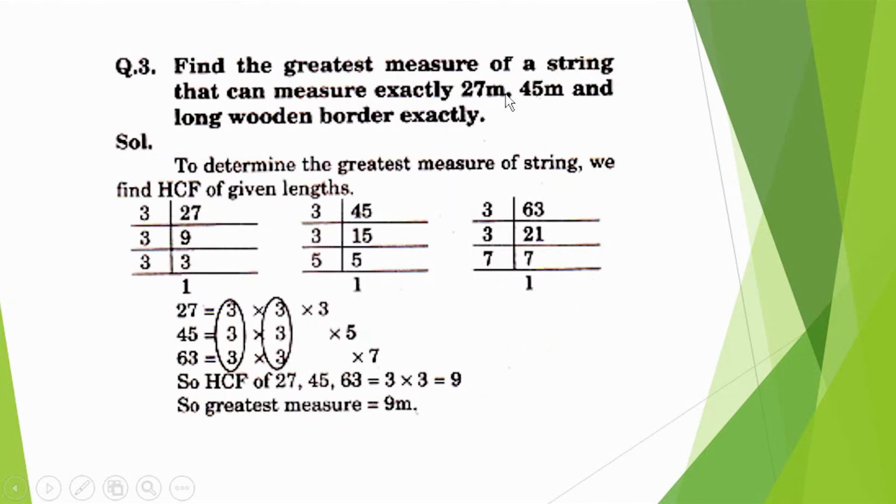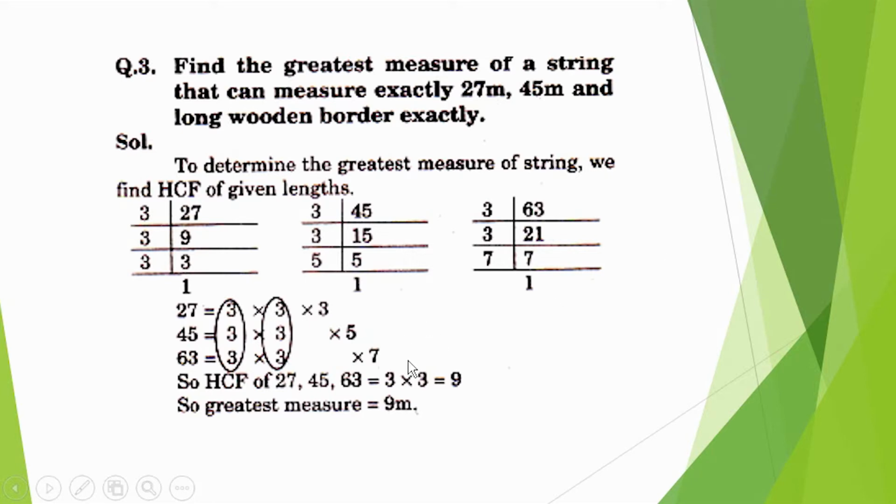Find the greatest measure of a string that can measure exactly 27, 45 and 63 meter long wooden pieces. Now 27, 45 and 63 are taken. 3 9s are 27, 3 3s are 9. Now 45, 3 1s are 3, 3 5s are 15, 5 1s are 5. 3 2s are 6, 3 1s are 3, 3 7s are 21.